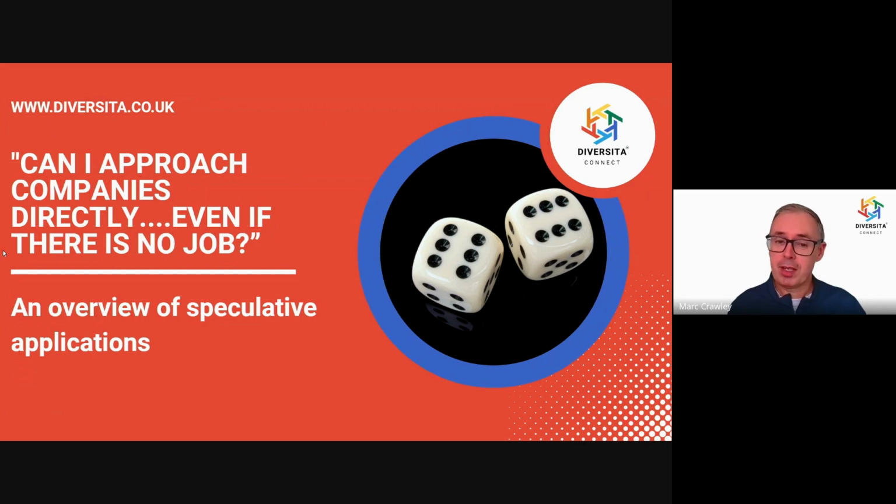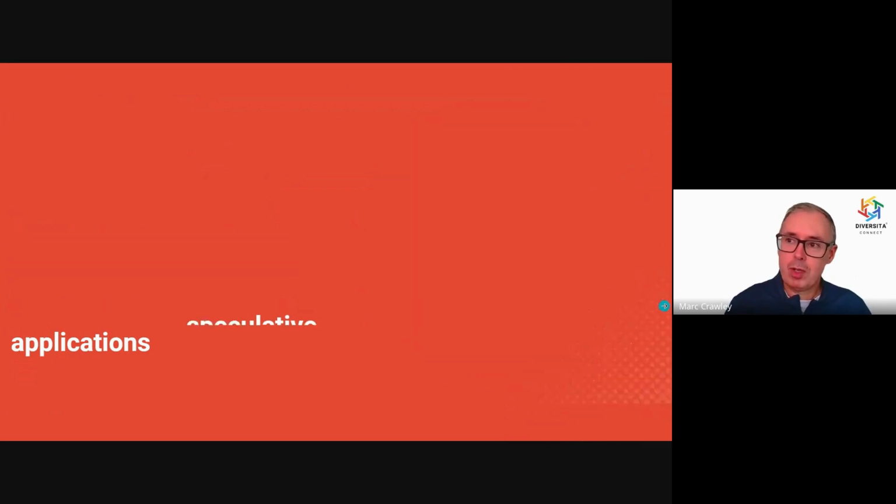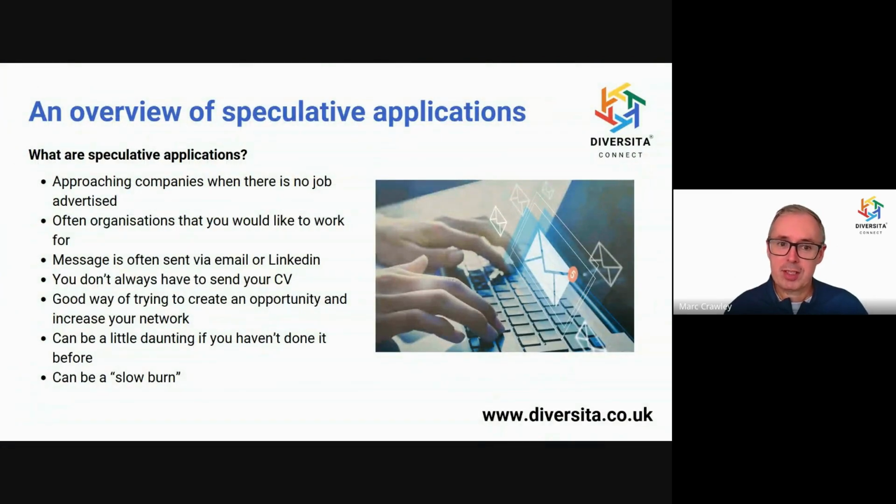Let's go through them, and what I'm going to do is give almost a working example, pretty similar to something we showed about a year and a half ago with relation to identifying neuro-inclusive companies. So let's get on. With regard to what speculative applications are, ultimately, the way I see it, you are approaching organizations or companies with an application, be it a CV or a letter or something that you're presenting your skills and yourself on, when there's no job advertised.